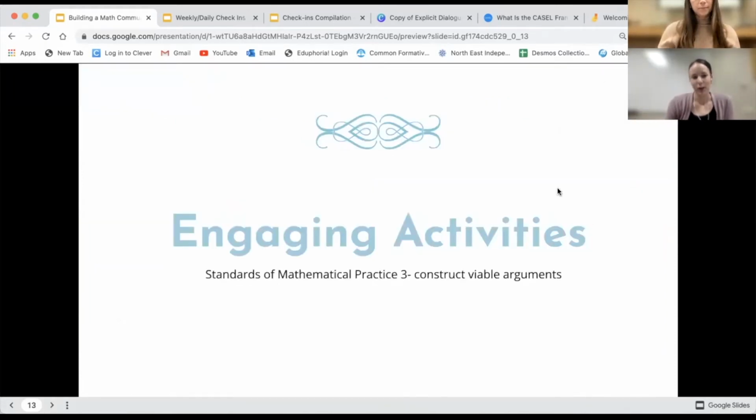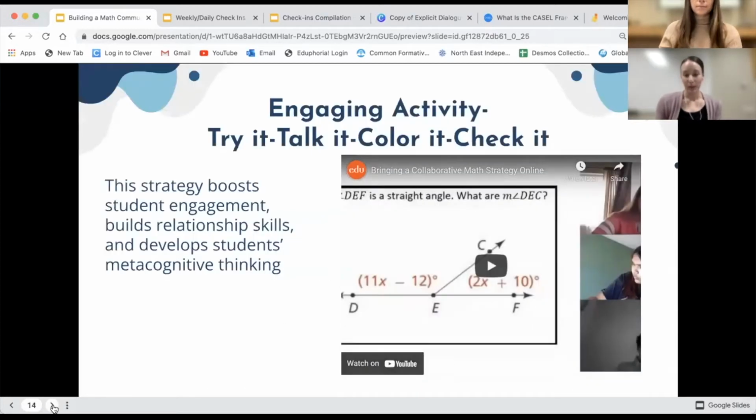The teacher practice we're going to talk about is engaging activities. A lot of these align to the Standards for Mathematical Practice 3, constructing viable arguments. So we want to show you a couple of ideas that we've created and how those might look in your classroom.